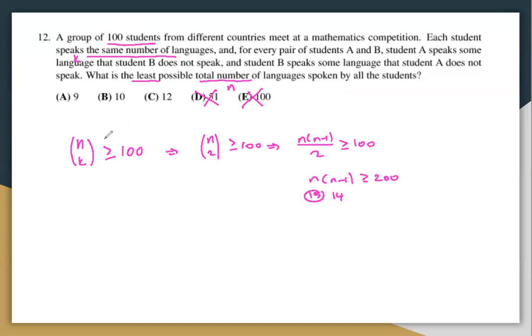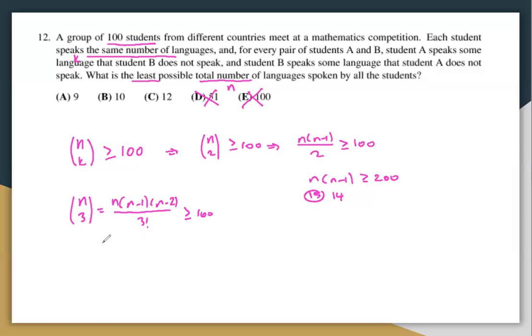You can start with the smallest one and test some values. If you want to go with the k equals 3 approach, it's not going to be as nice, because you're going to have n times n minus 1 times n minus 2, divided by 3 factorial, and we want this to be at least 100. You can start guessing, since we have choices: start with 12 and see if that works, and if not, try 10, then 9, and so on.